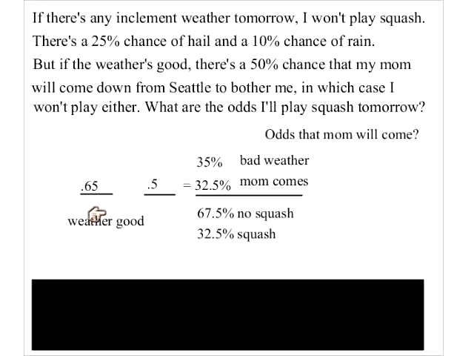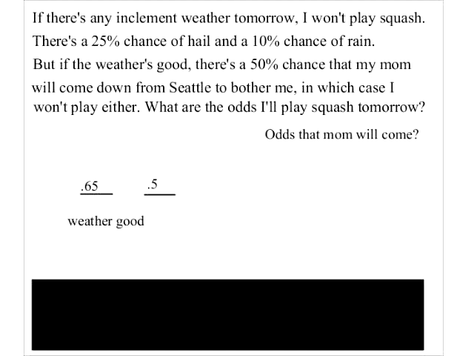Okay, so we've got people who are lost. So basically, let's think about it this way. There are two ways that squash could get played, right? I shouldn't even say it that way. Really, there's only one way. For squash to get played, two things have to happen. The weather has to be good, and the mom has to not come down, right? I need both of those things to happen if I'm going to play squash, so it becomes an and question. I need both of them to happen, and that equals 32.5%. That would be the simplest way to look at it.